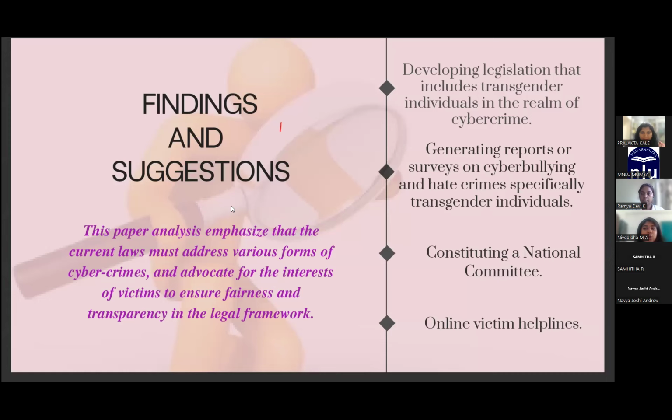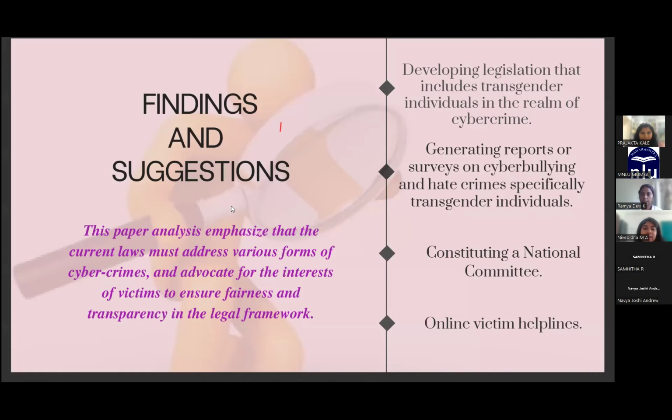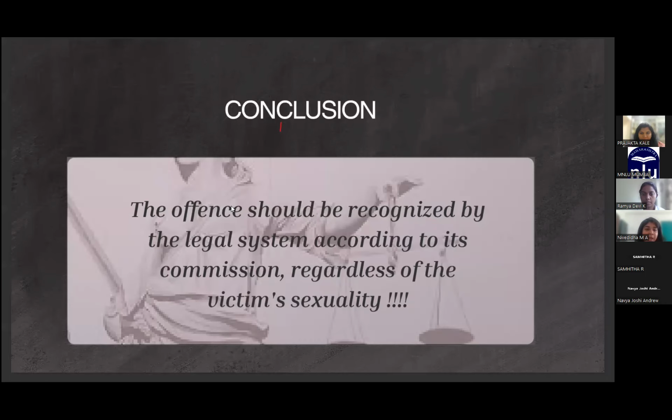I'll conclude this. Adding on that suggestion, there can also be an action center wherein the people of the LGBTQ community can voice their issues through an official channel. And also, an online victim helpline will be a major help for this.